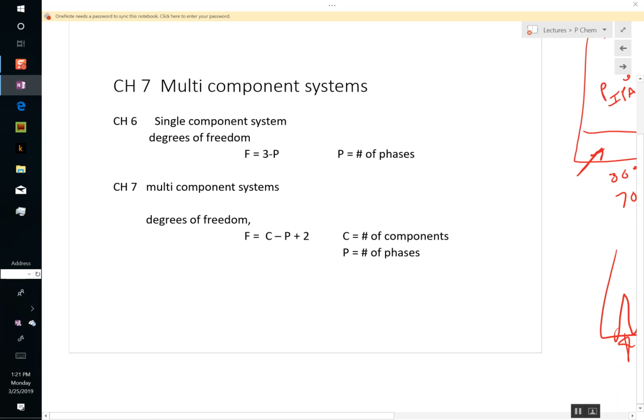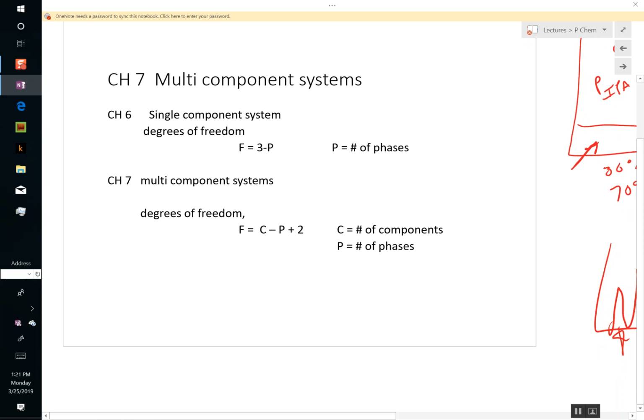Okay, well, let's start chapter 7 here a little bit more. In chapter 6, we had that simple equation for degrees of freedom, just 3 minus the number of phases. As we go into a multi-component system, we're going to adjust this a little bit. Degrees of freedom now is going to be the number of components minus the number of phases that you're dealing with plus 2. All right?